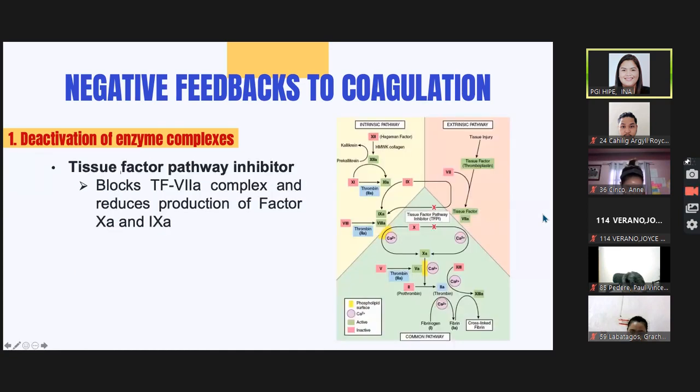We also have tissue factor pathway inhibitor. This blocks the tissue factor-7A complex and reduces production of factor 10A and 9A. So remember the functions of the tissue factor pathway inhibitor. Bear in mind that this will stop the propagation of the coagulation cascade. This will serve as a regulator so that it does not go overboard. So we have here, shown, tissue factor pathway inhibitor.